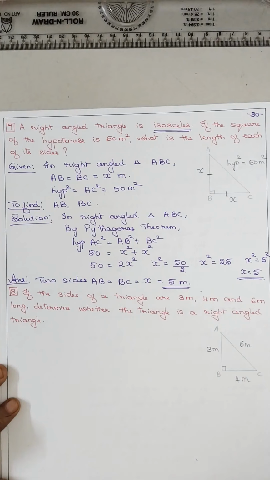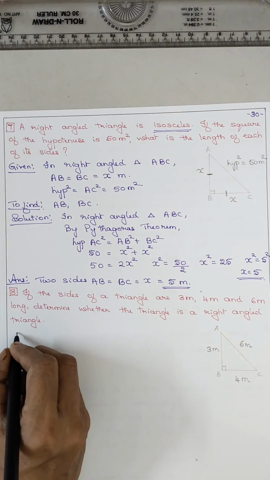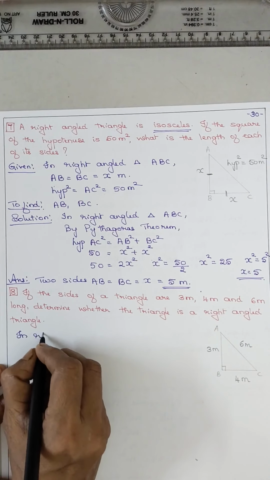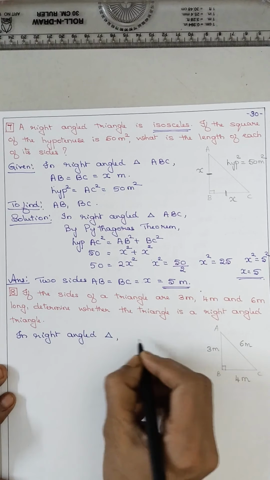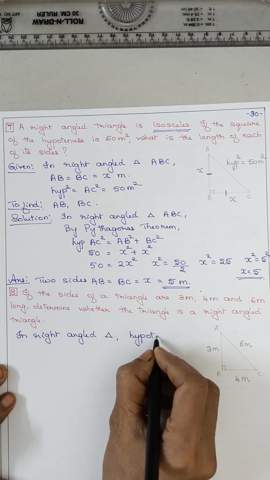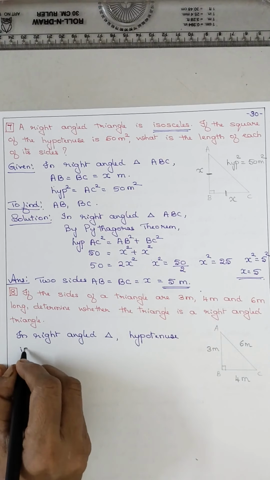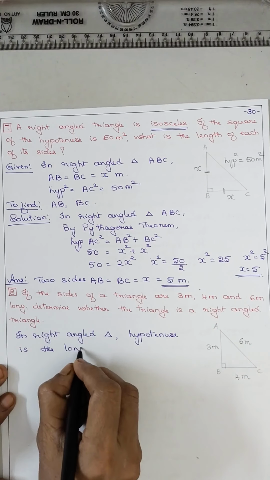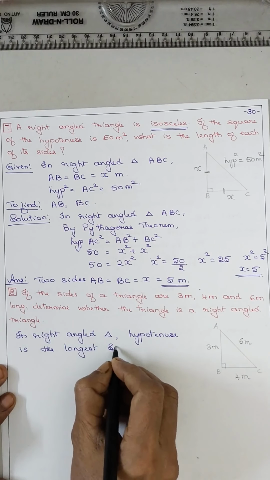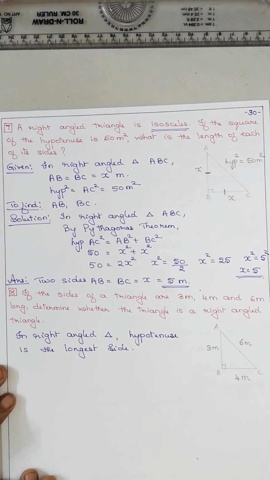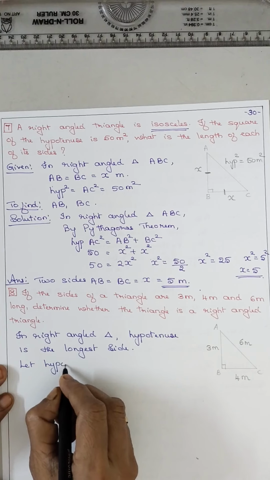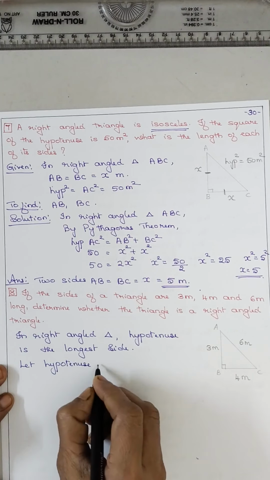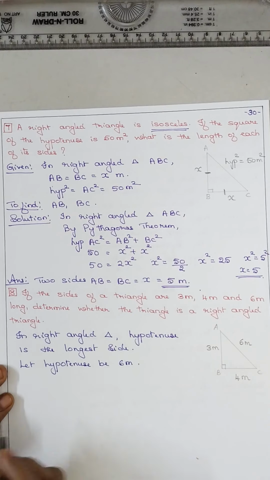Okay. So in right angled triangle, hypotenuse is the longest side. So let hypotenuse be 6 meter, isn't it?